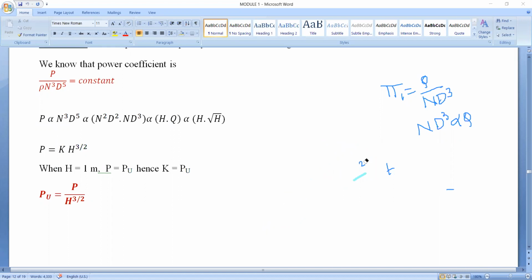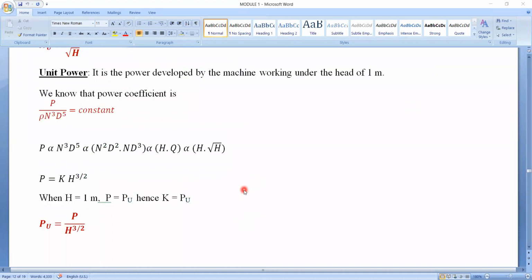Sometimes in examination they will ask, define unit quantities and obtain the equations for the same. So you should be in a position to write the definitions, which are very simple, and you need to formulate these equations, that is Nu, Pu and Qu, unit speed, unit power and unit discharge.